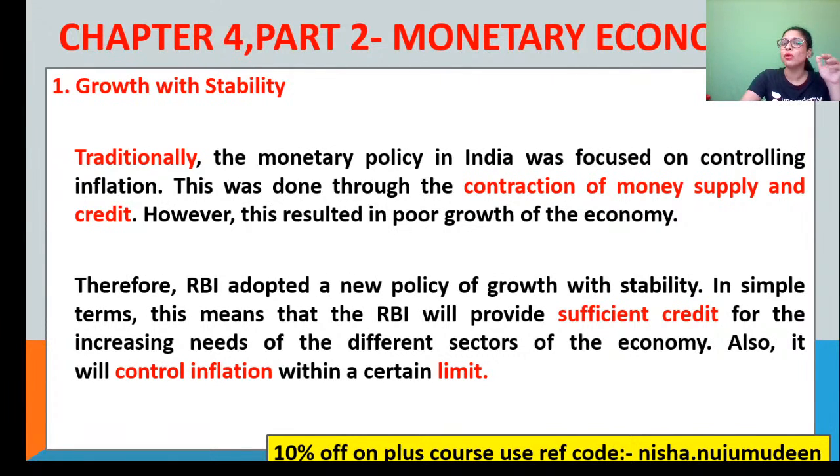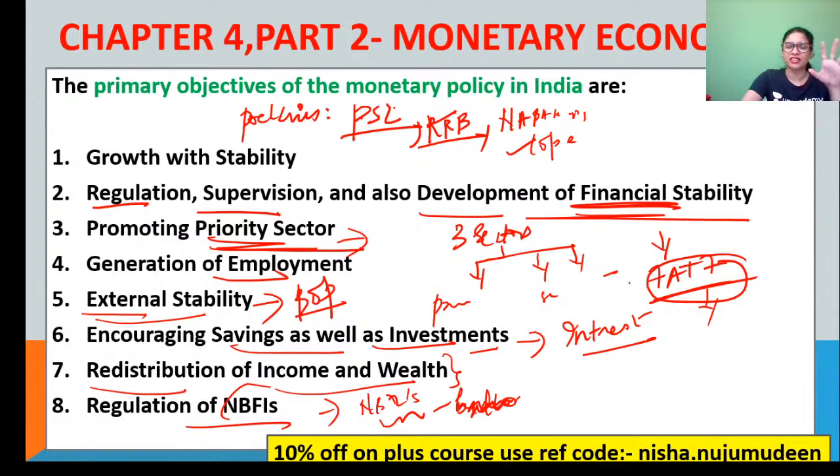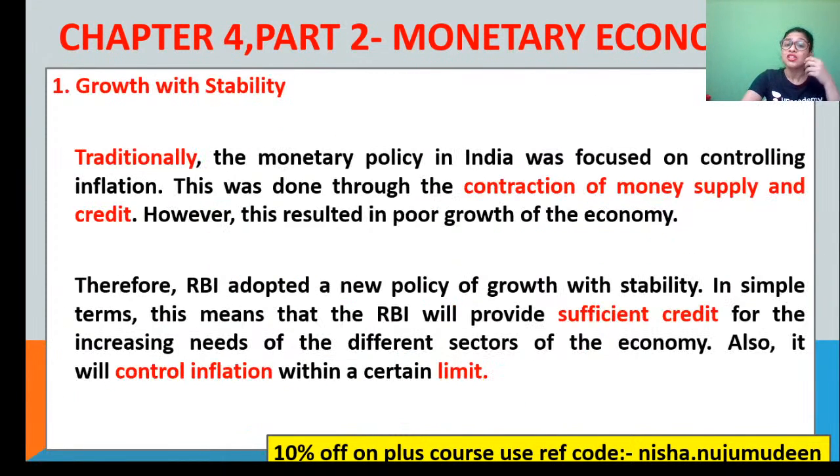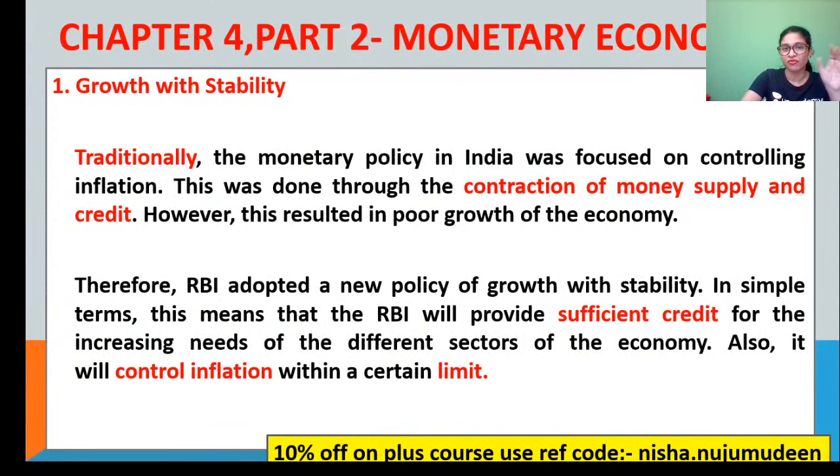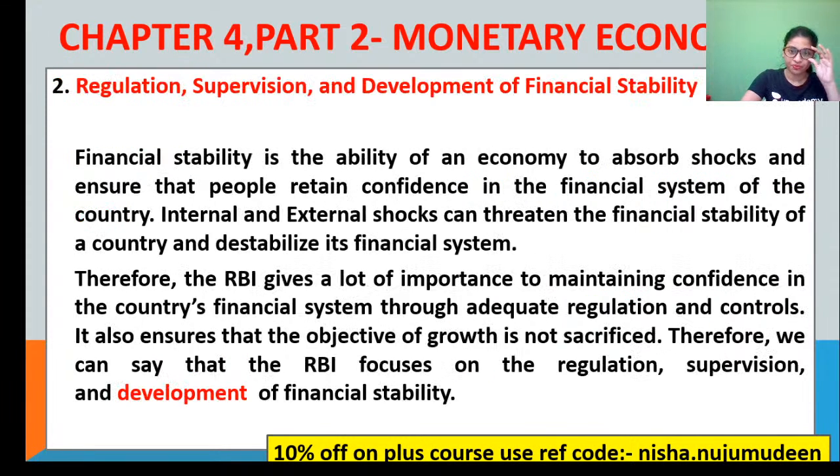But then later what happened? RBI went with a new policy. They provide a lot of credit, making sure that all the sectors, agriculture, industry, service sector, are given sufficient money to develop. So automatically there is money in the economy, and when there is too much money supply, inflation takes place. Then they will introduce their quantitative or qualitative instruments to control it within a certain limit. You can just go through whatever I told you.